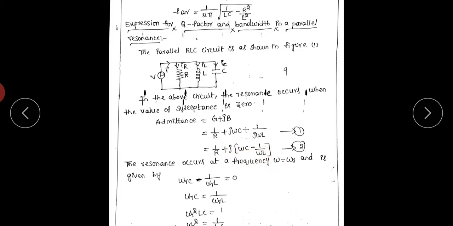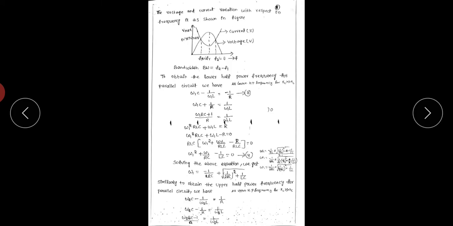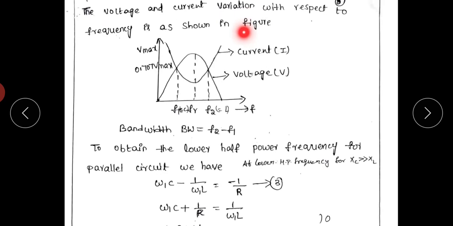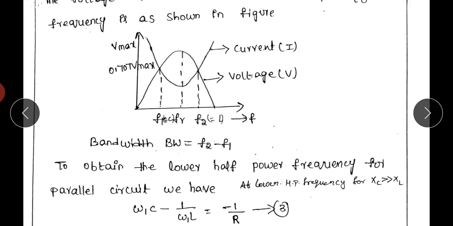So at resonance condition, this term equals 0, so Y equals 1 by R. It means at resonance condition, the admittance value is minimum, so the impedance value is maximum. If the impedance value is high, the current value becomes minimum. I equals voltage by impedance. If impedance is high, current is low. So finally, in a parallel RLC circuit, at resonance condition, the current is minimum.